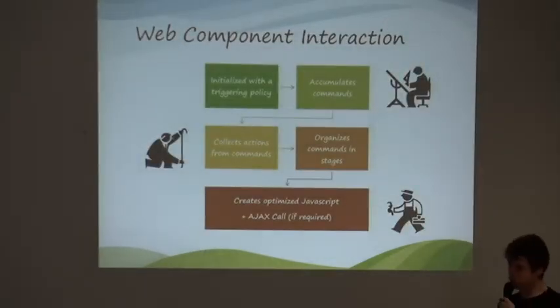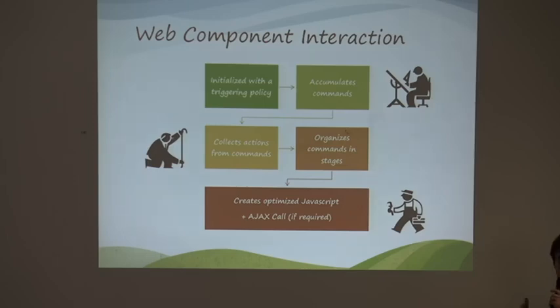So the web component interaction is initialized with a triggering policy. It will accumulate all of the commands, because different parts of the code might store these commands. I put everything in one method, but it should be done in different methods as the system is being created. It will then collect all the actions from the commands, organize the commands in these different stages, and finally create an optimized JavaScript. Optimized from what I've learned, trying to minimize anything that might not be required. And the Ajax call is only created if required.